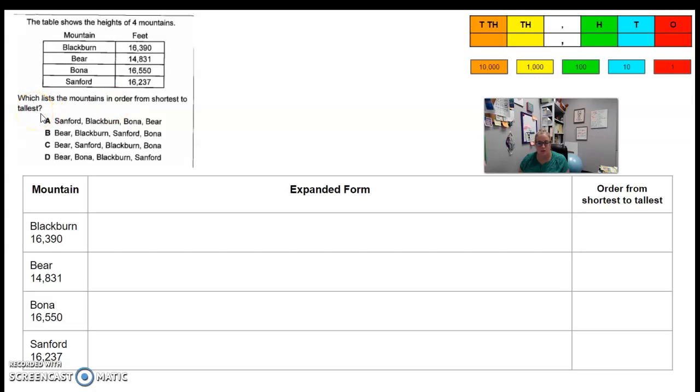So just as we just did in the video, you are going to use each of these mountains and their heights. You're going to write it in expanded form. From there, you're going to compare them, and then you're going to put them in order from shortest to tallest. After you've done that, you are going to look to see which answer choices matches your work.